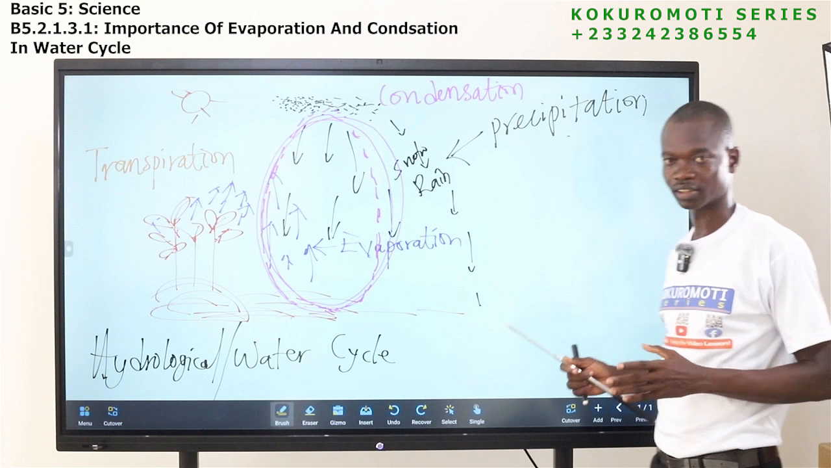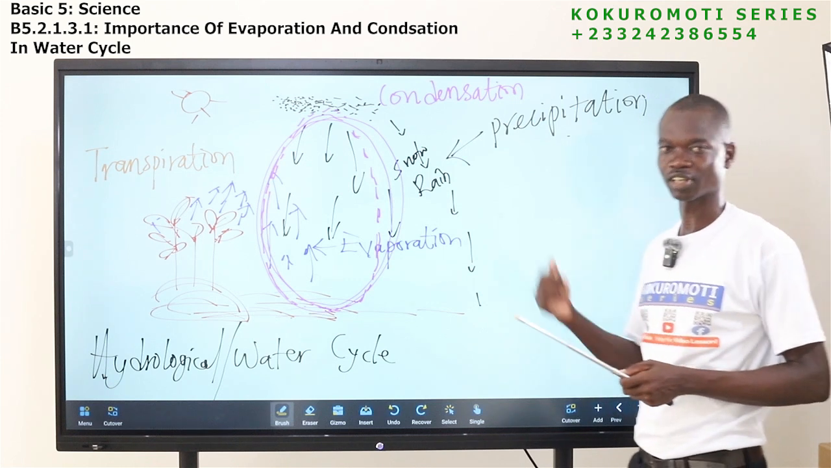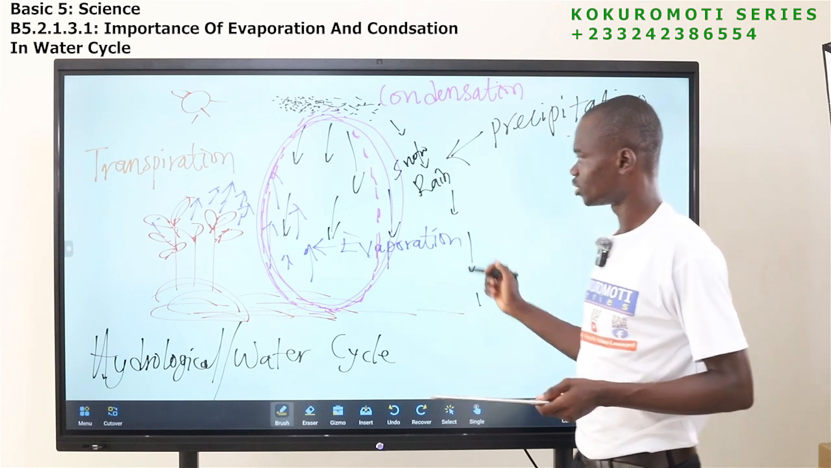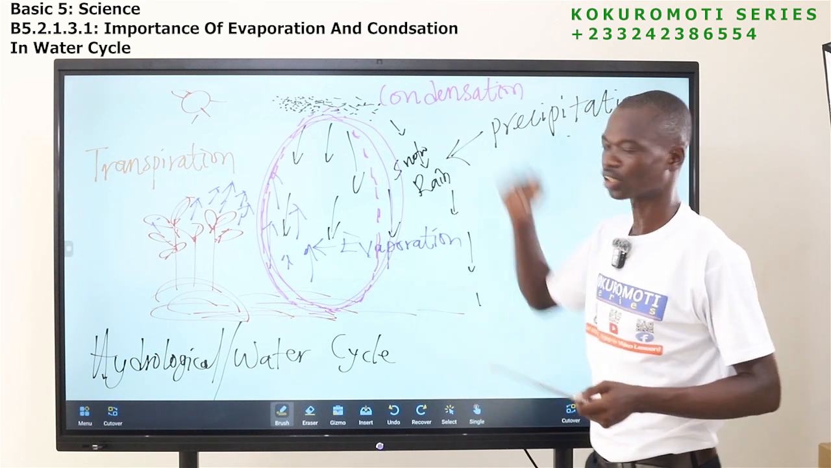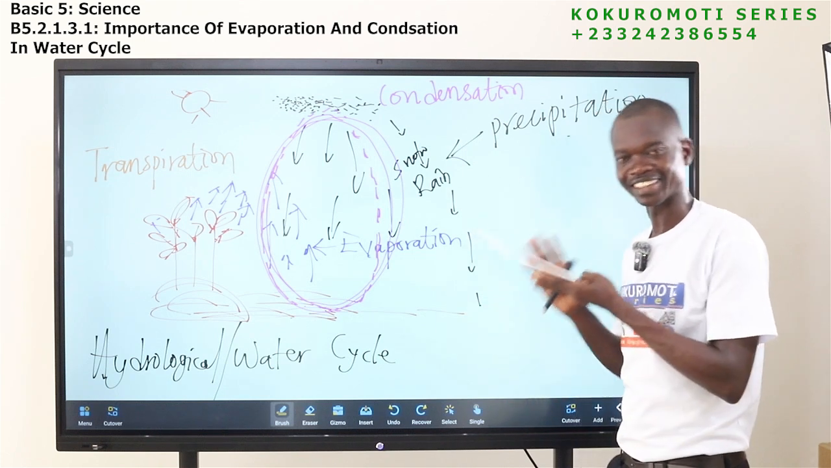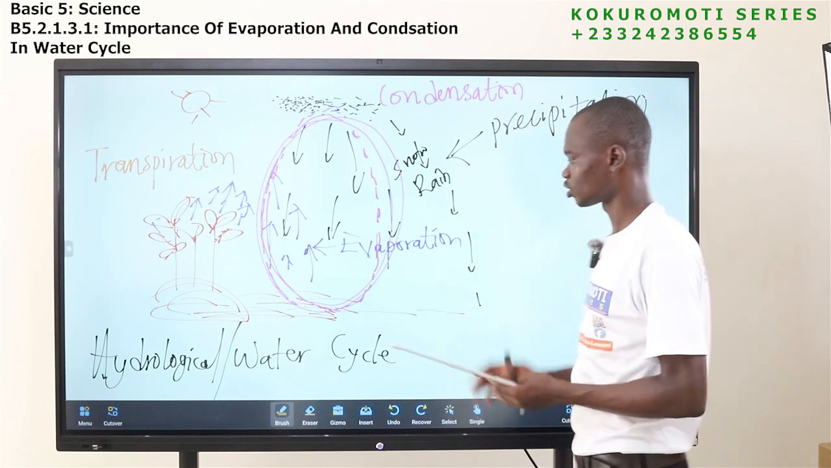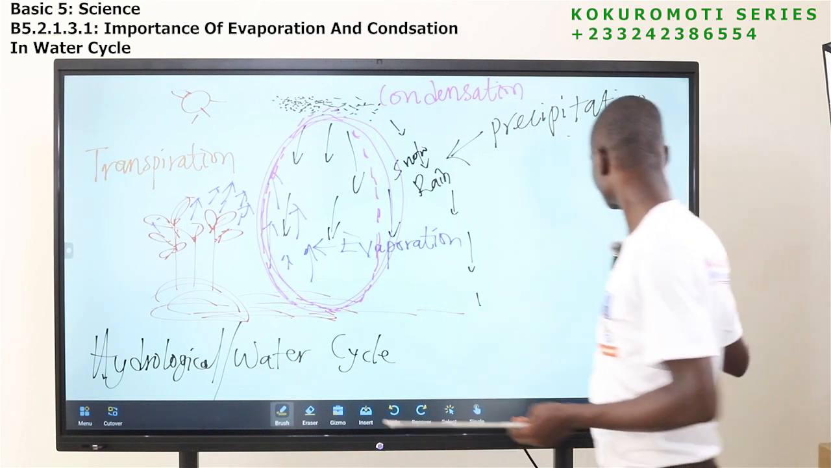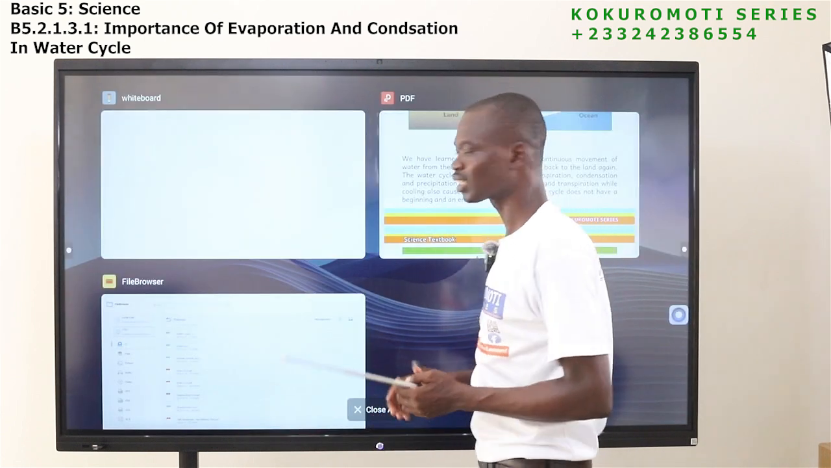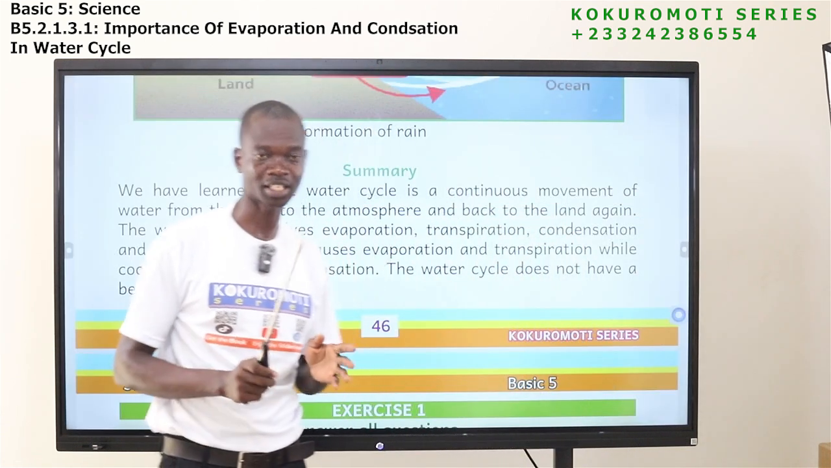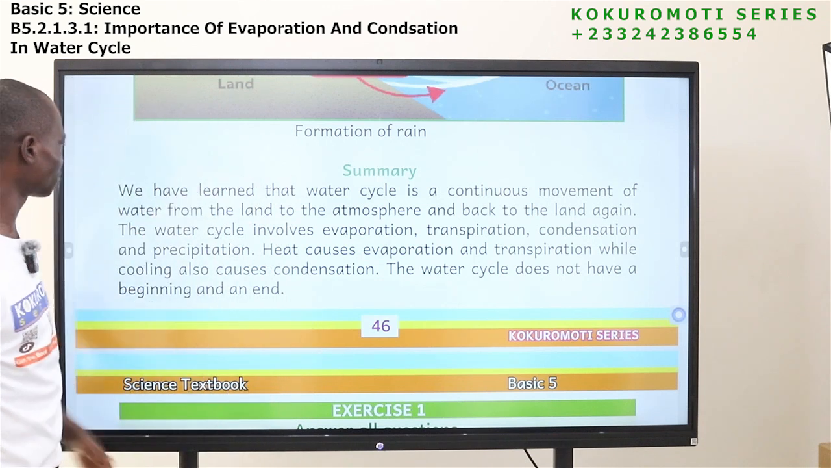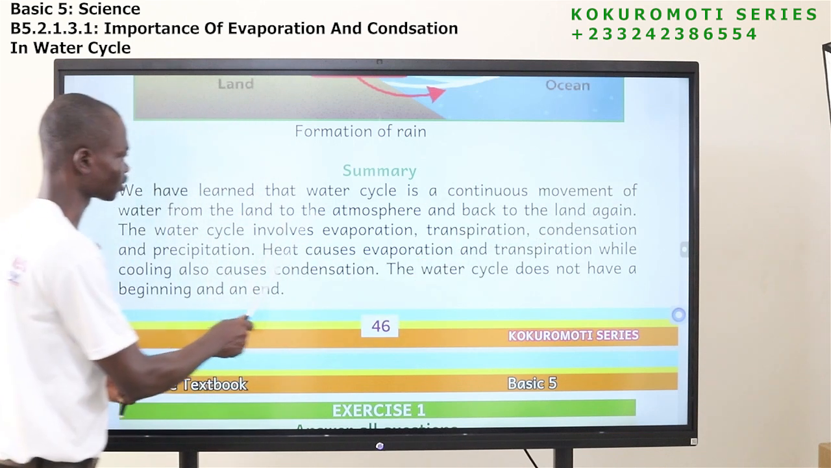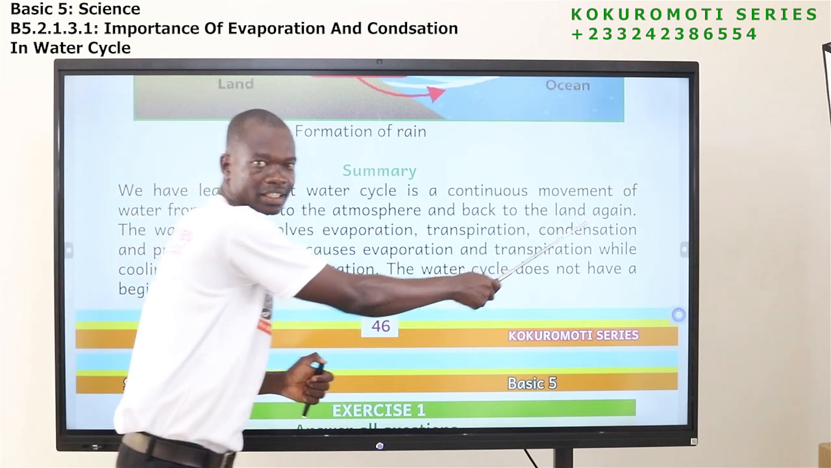So if you see that it is raining, remember that a lot of things have happened, things that happened before the rain. We have evaporation, transpiration, we have condensation, and then the rain, which is a type of precipitation, coming down. Okay, so this is what we have learned. We are coming to the end of our lesson, and I expect that you'll be able to answer all the questions.